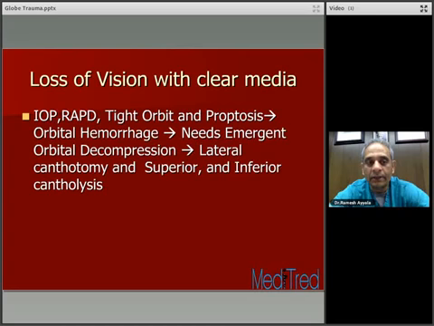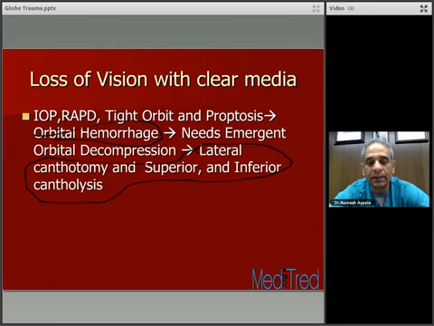Loss of vision with clear media, check the intraocular pressure, afferent pupillary defect, tight orbit, and proptosis, suspect orbital hemorrhage. If this were to be the case, it needs emergent orbital decompression. So perform a lateral canthotomy and a superior and inferior cantholysis. This procedure should be taught to every ophthalmologist and ophthalmology resident so they can take care of business in the emergency room as soon as they recognize this.